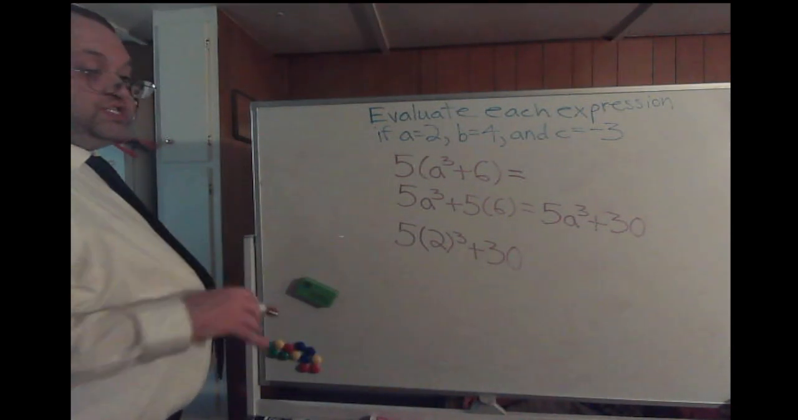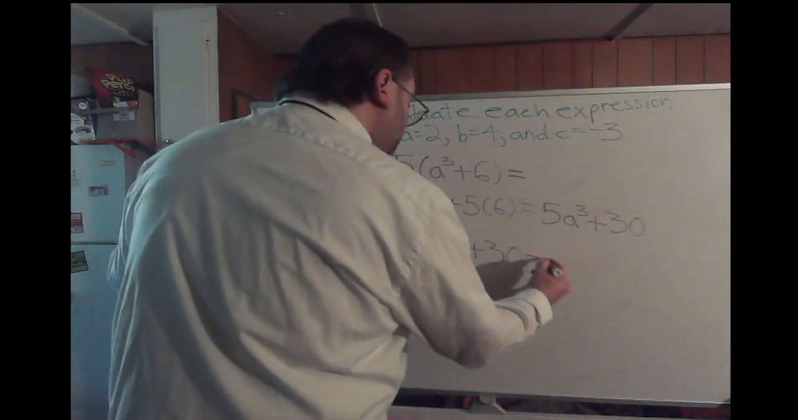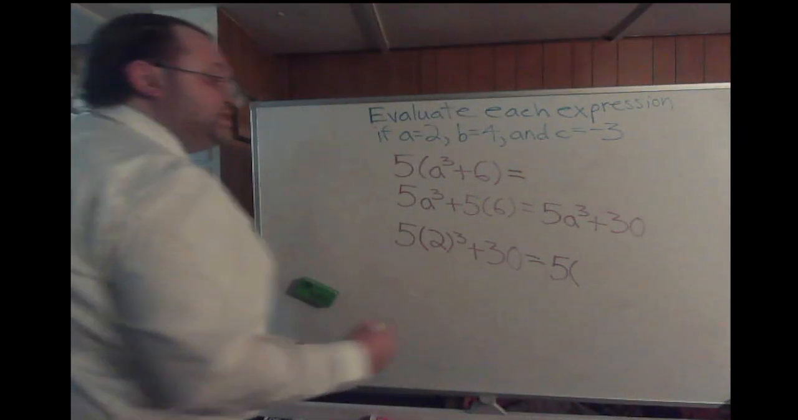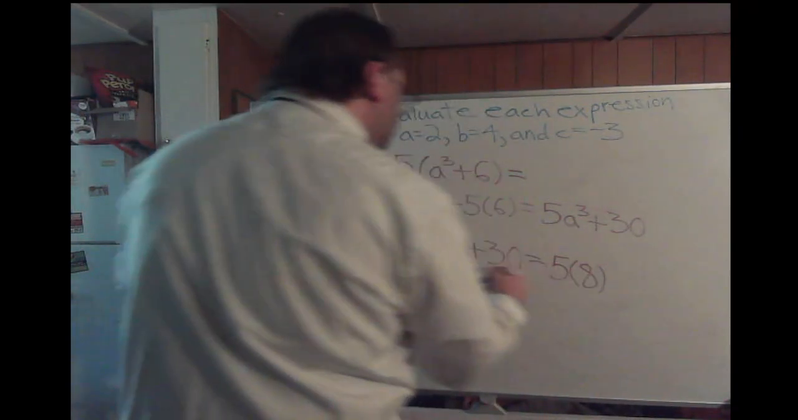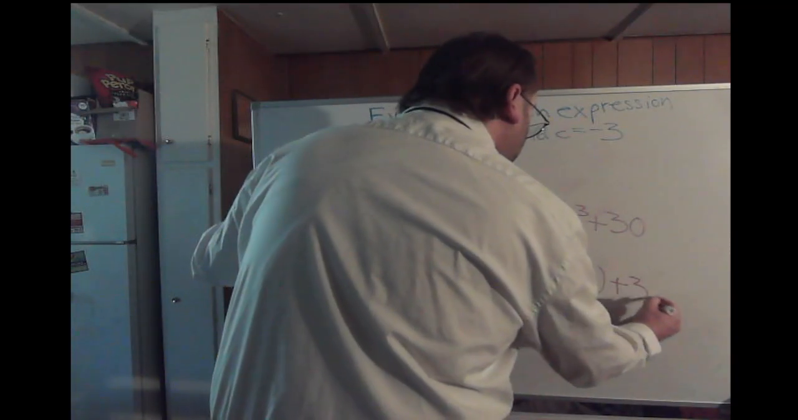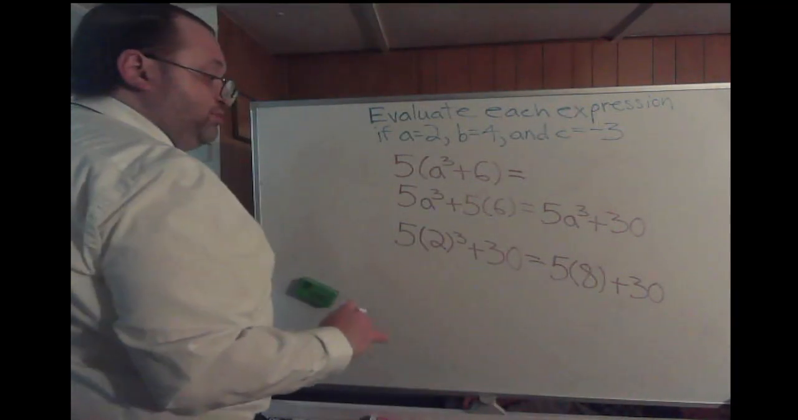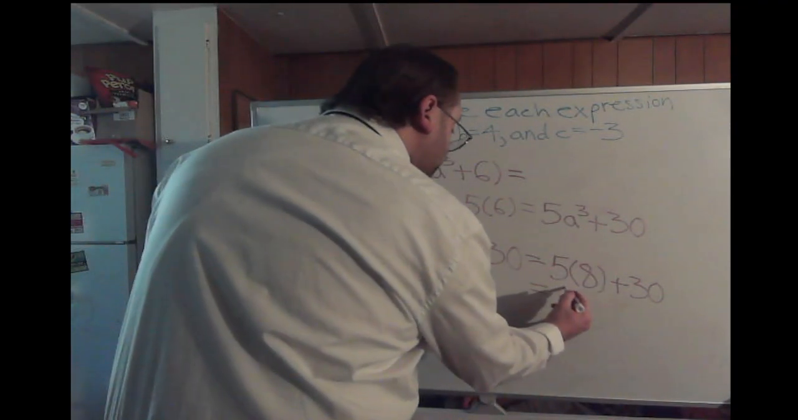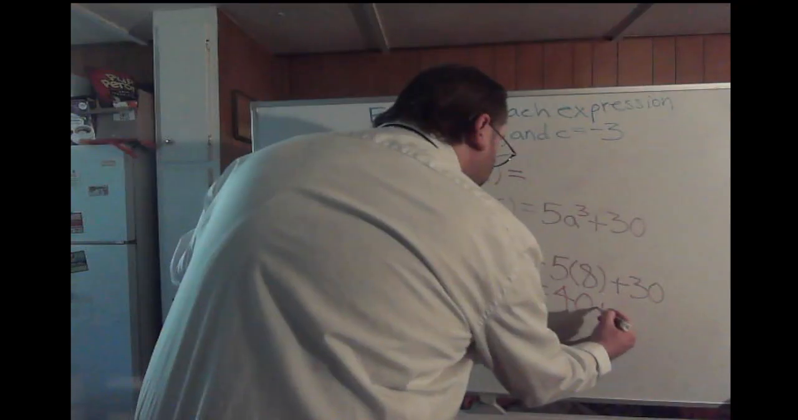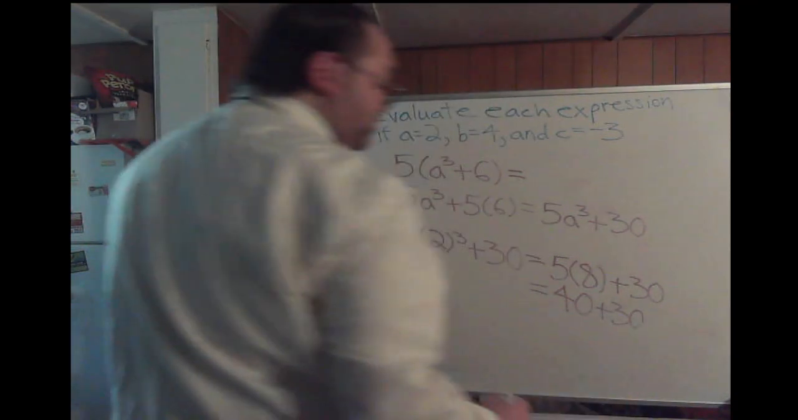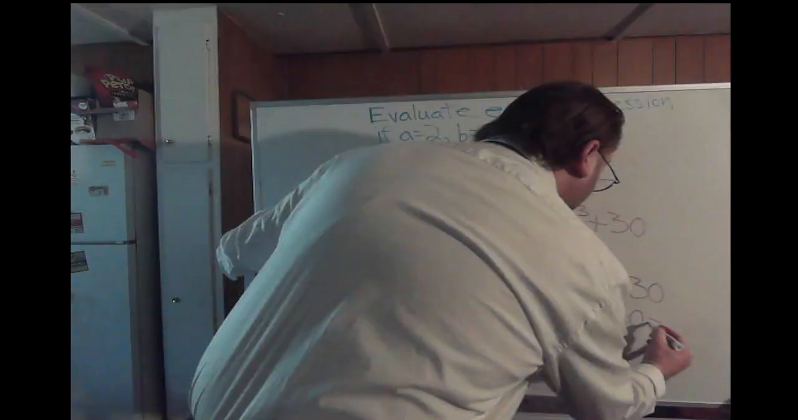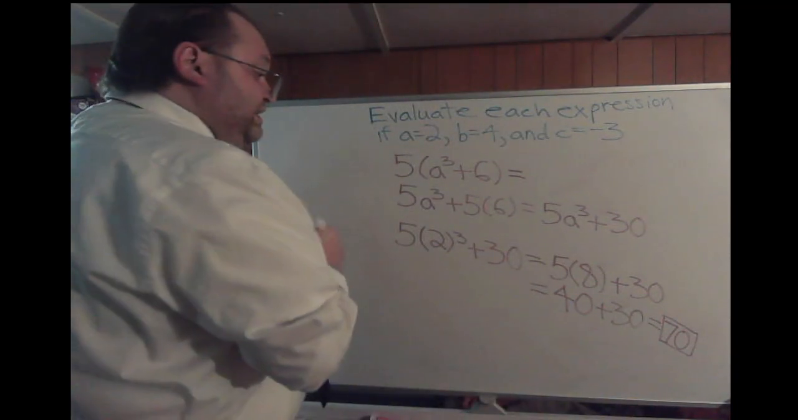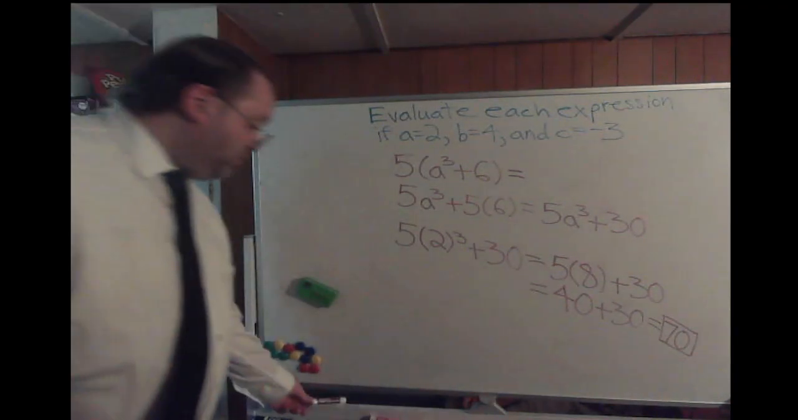Well, order of operations dictates we do the exponents first. So we'd have 5 times what is 2 to the third? 2 to the third power, that's 8. 5 times 8 plus 30. Now the order of operations for this next equation dictates we do multiplication first. So what is 5 times 8? That's 40. You're left with 40 plus 30, which, as we know, 40 plus 30 is 70. Alright, so the answer to this would actually be 70.